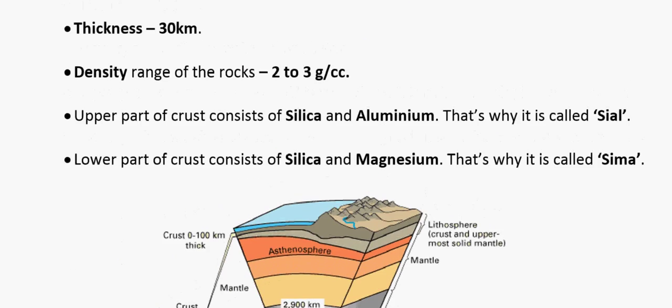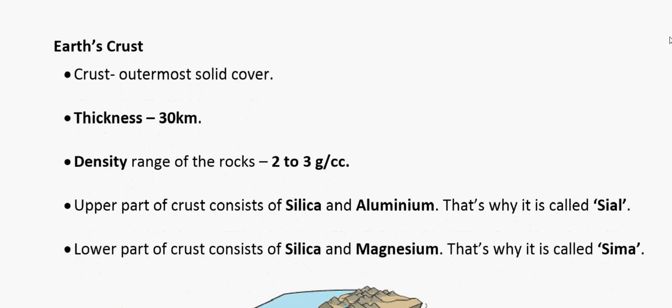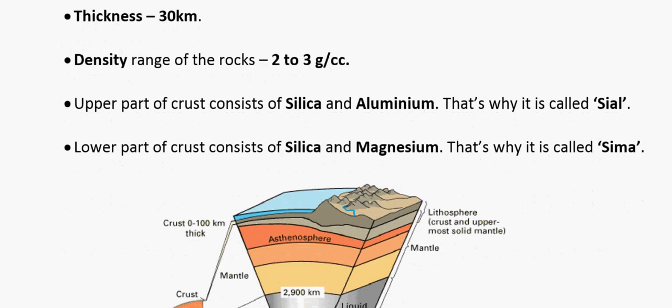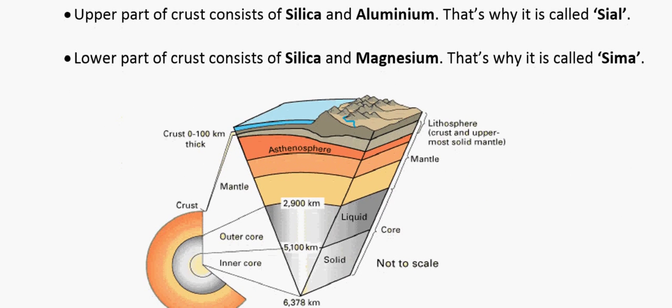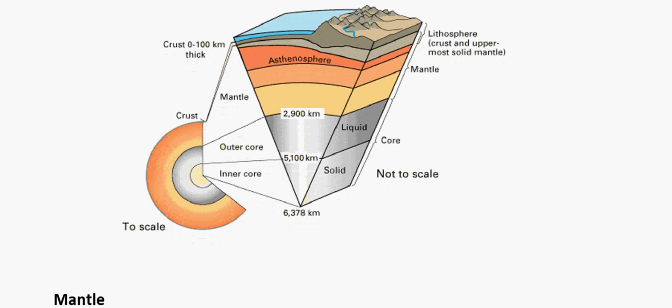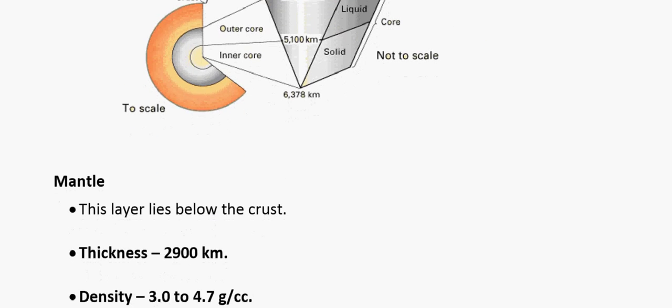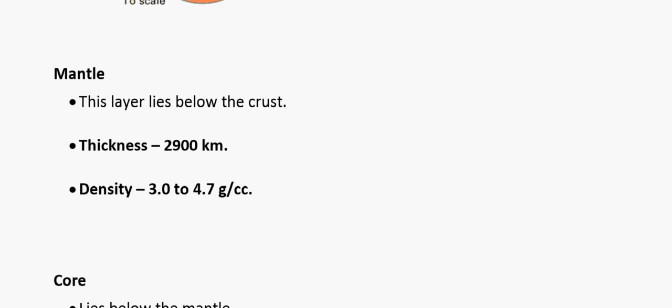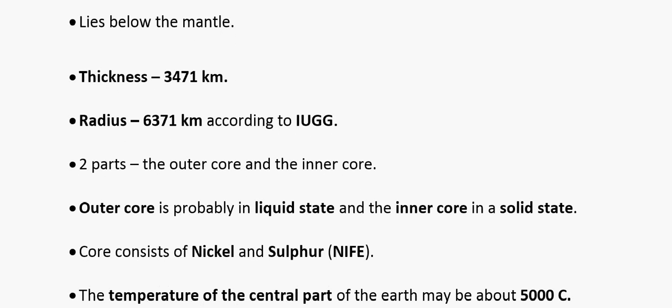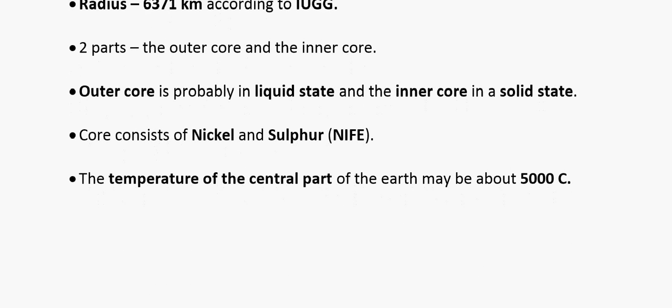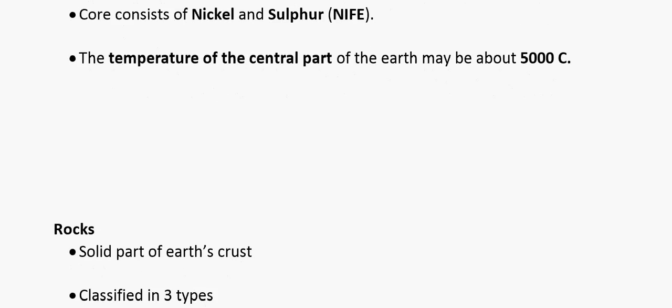Okay, this is all about the earth's internal structure. We talked about the earth crust, its thickness, density, and the minerals found in the lower and upper part. Then we talked about the mantle, which lies below the earth crust, its thickness, density. Then the core, the outer core, inner core, and that nickel and sulfur are found in the core. Fine, guys.